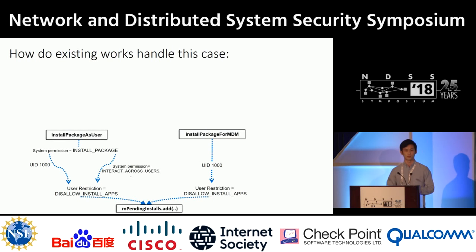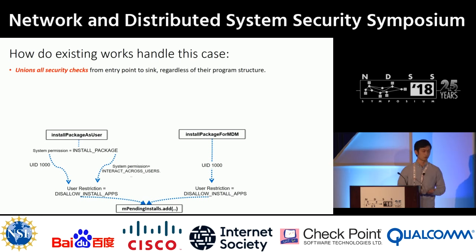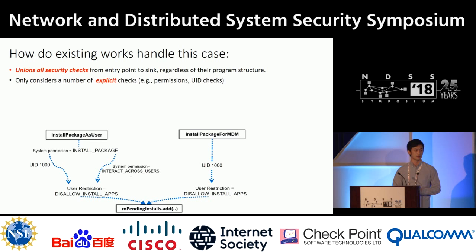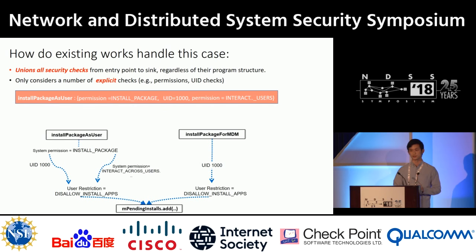Let's see how the existing work Kratos is going to handle this situation. Kratos will union all security checks from entry point to the sink, regardless of the program structure. And it only considers a number of explicit checks, like permission and UID checks. So for this case, for install package for as user, Kratos will present a security check as following.